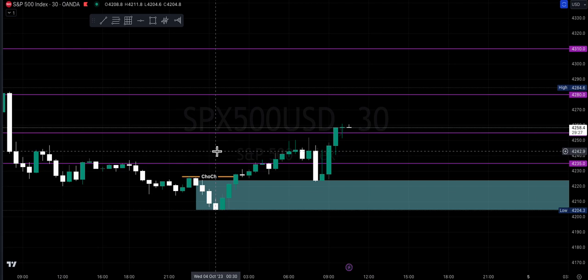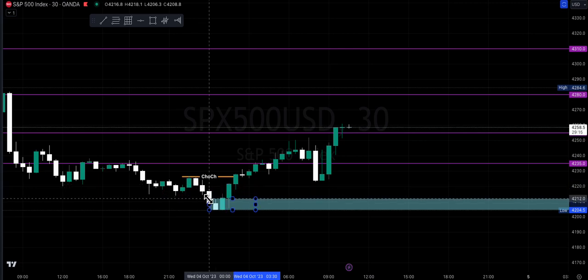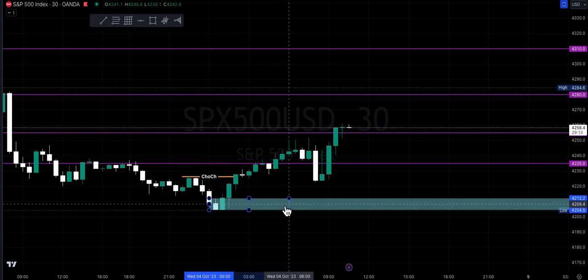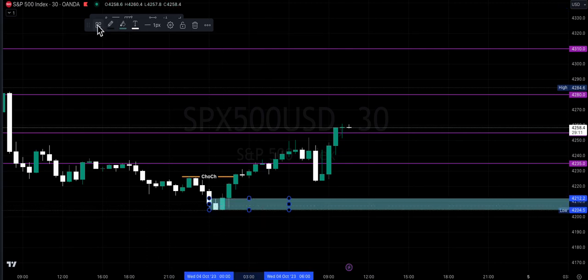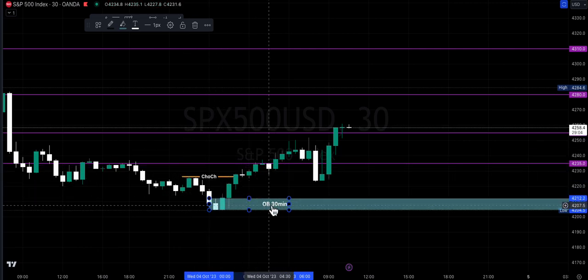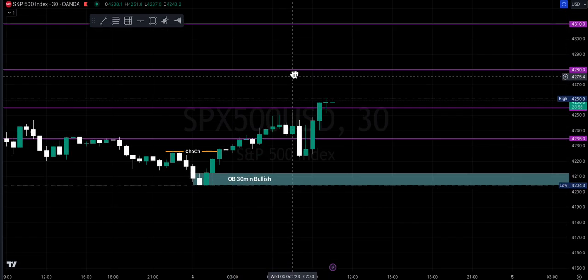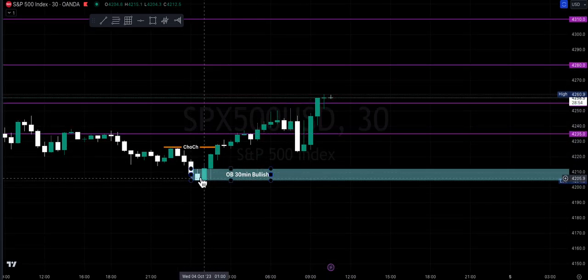However, I like to be more specific. So I like to take the last candle on the opposite trend as an order block. So I redefine my order block, and this will be a 30-minute order block right at this last candle down. Since we broke trend and we're going up, this is a 30-minute bullish order block. All right, so now we have a 30-minute bullish order block.